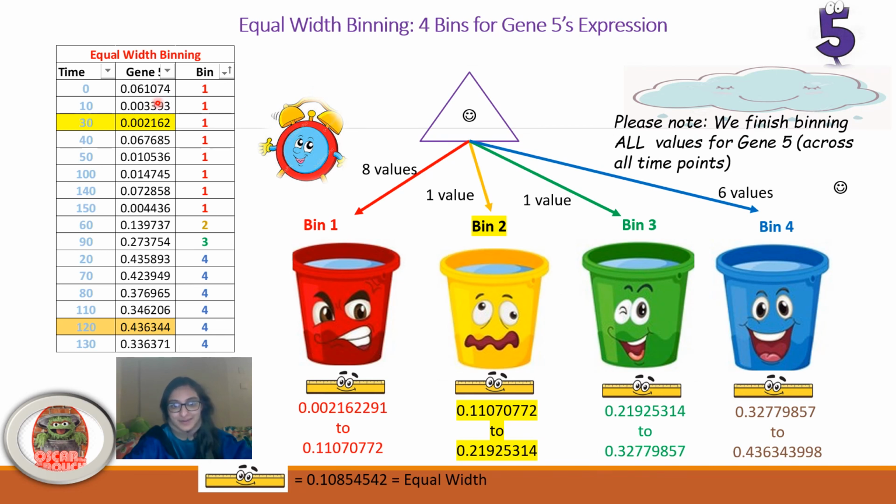And again, we updated our equal width binning. This is the width of each bin, and this shows how our binning works out for gene 5. These intervals have been updated as well. You'll see that the minimum falls in bin 1, and the maximum falls in bin 4. The only value that falls in bin 3 is at time 0.90, with 0.273. It's pretty lonely, right?